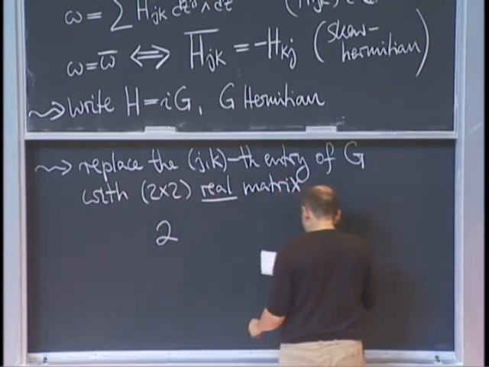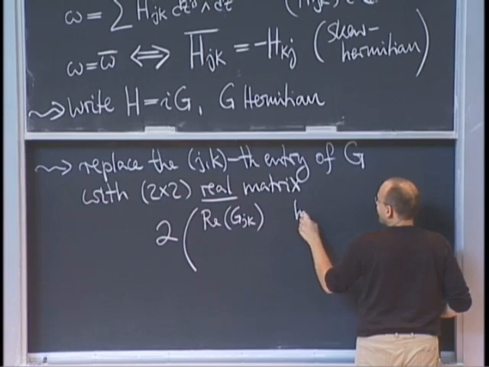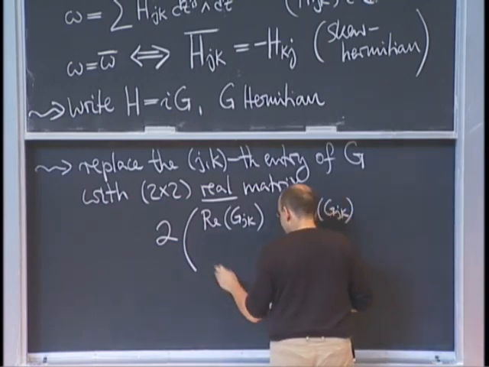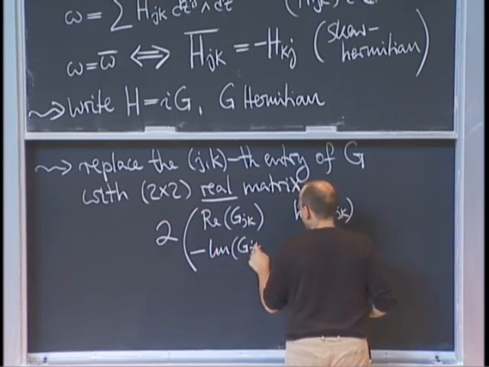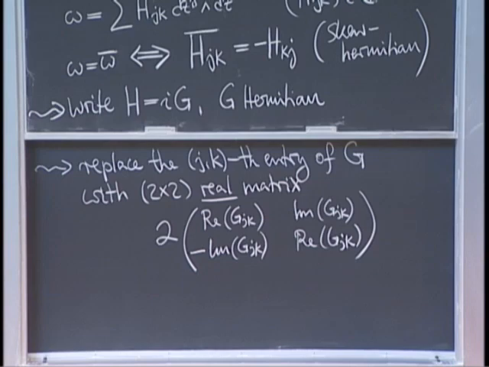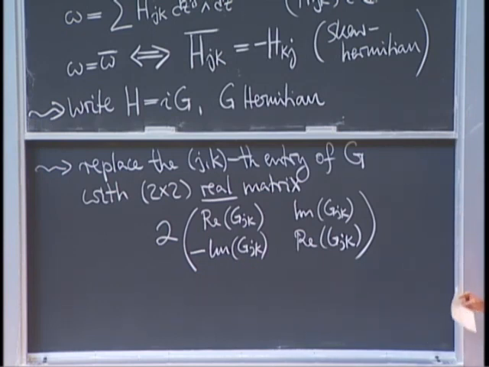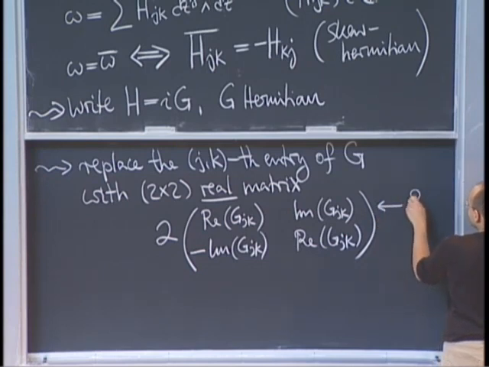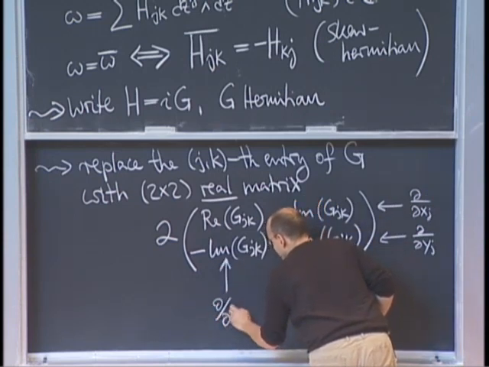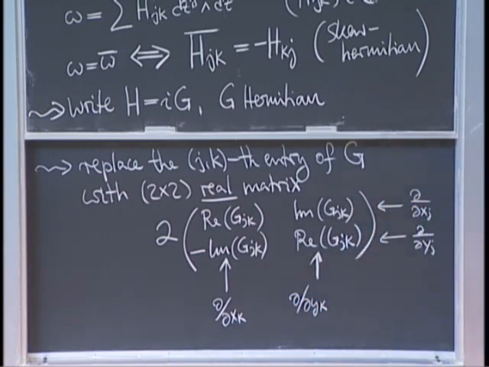There's a normalization here. To get that right, take the real part of g_jk, the imaginary part of g_jk, minus the imaginary part of g_jk, and the real part of g_jk. So you're replacing each of the complex entries by a real entry. This row corresponds to the coordinate vector partial x_j, this is partial y_j, and this column corresponds to partial x_k, and this one corresponds to partial y_k, and that's your g.